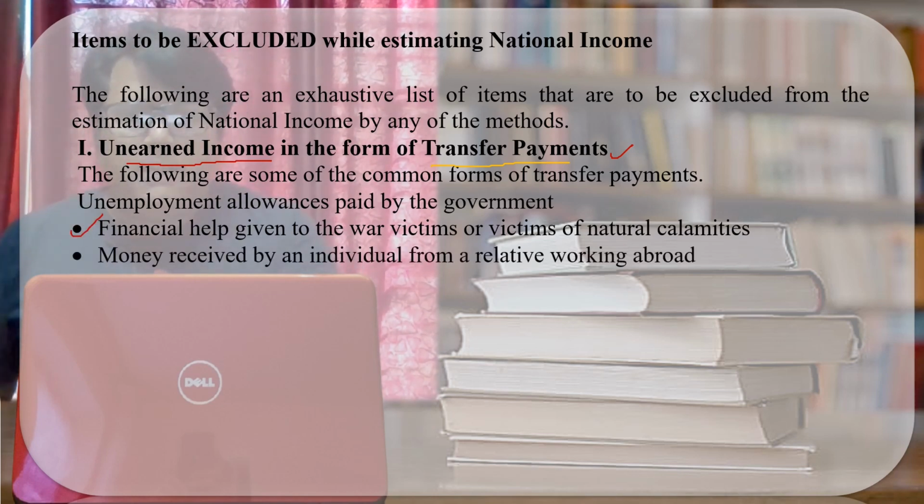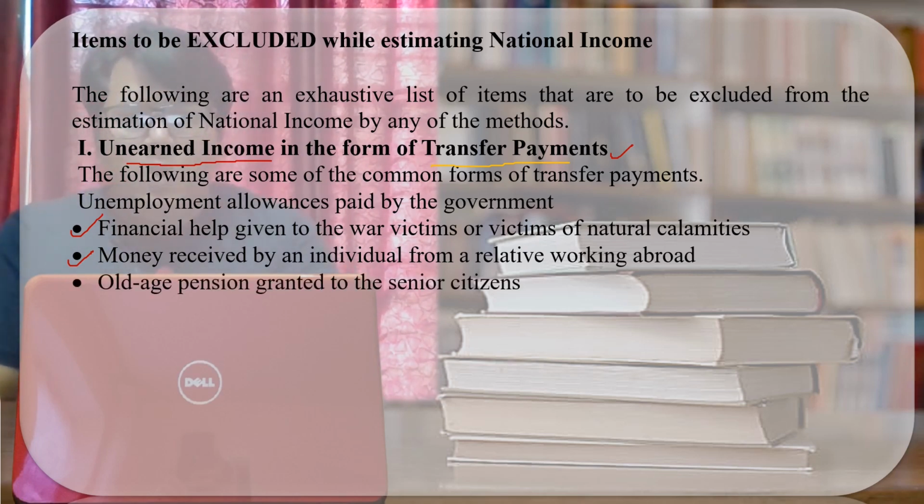The second is money received by an individual from a relative working abroad. For example, you are living abroad and you are sending money to your relatives living in India. Whatever money you are sending to your parents will not be considered as the income of your parents. It is your income, not the income of your parents. It is called remittances. So the remittance will not be considered while calculating the national income. Why? Because it is not earned income of your parents.